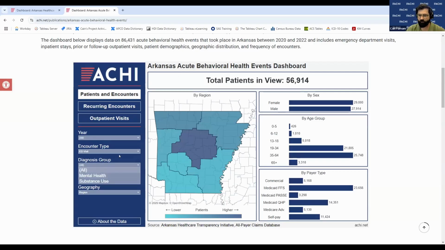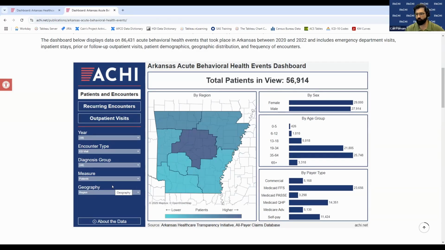The diagnoses group here in behavioral health, we've subset these out into 2 different categories, mental health and substance use. For the majority of the demonstration, I'll just leave that on all. We have a measures filter that allows us to look at distinct patients versus total number of encounters.